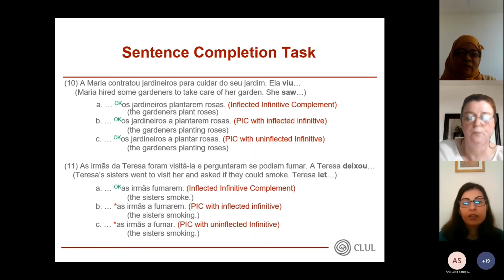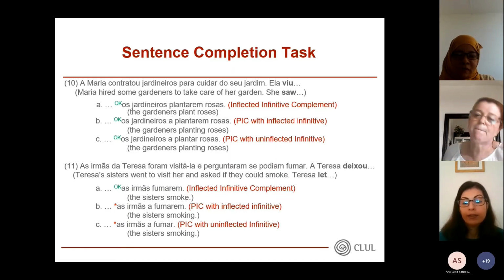Then we had the condition with the causative verb deixou, to let, and here we had something like, Teresa's sisters went to visit her and asked if they could smoke. Teresa let, and again we had the same 3 options, but here only the inflected infinitive complement was the grammatical option.